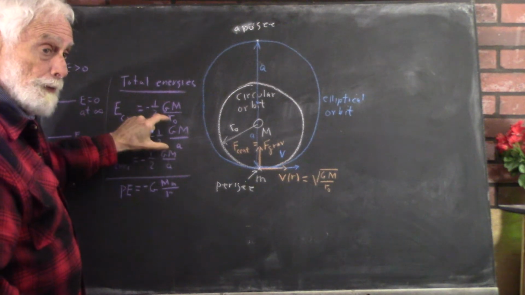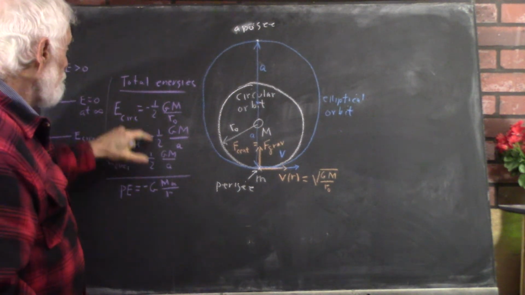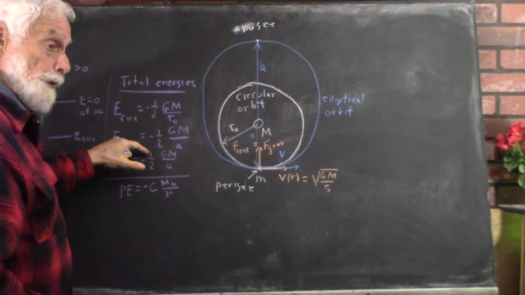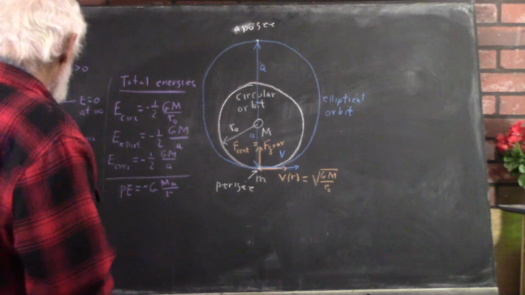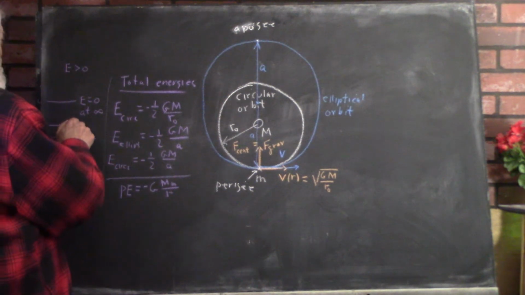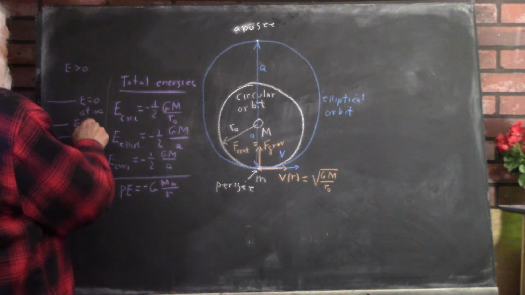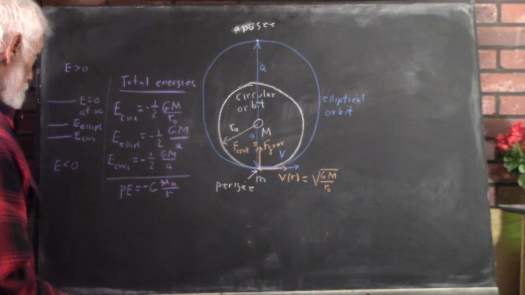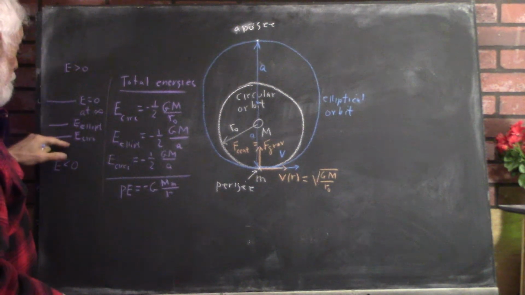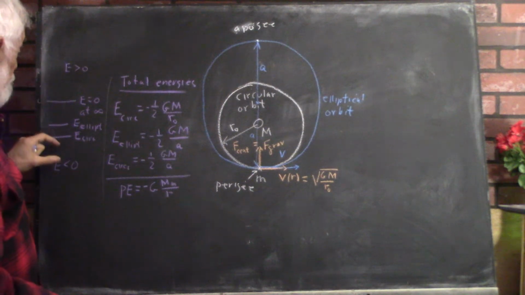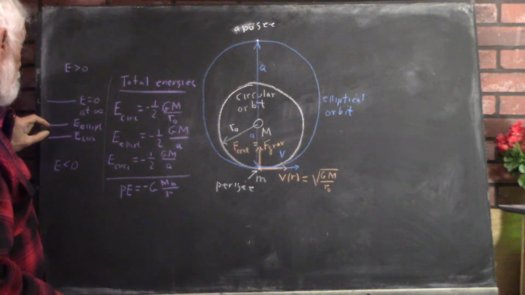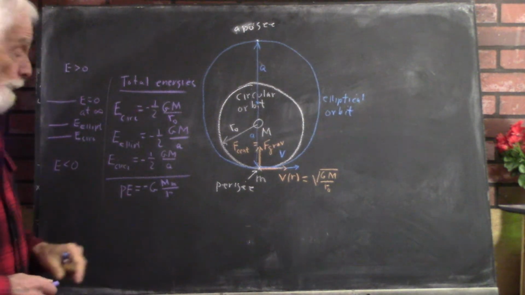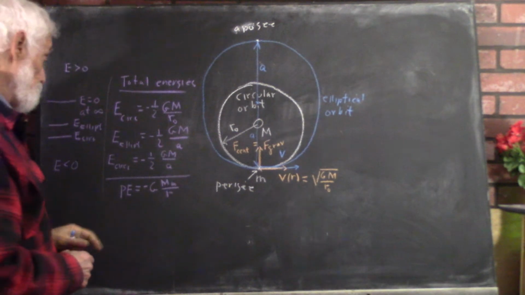Dividing by the bigger number gives you a smaller result here. Now these are negative, so in a sense this is a bigger negative than this is, meaning that this energy on the diagram, the energy of the elliptical orbit, is closer to 0 than the energy of the circular orbit. It's a negative number with a smaller magnitude than the energy of the circular orbit, and you want to sort that out and get that straight because it can be pretty confusing. Okay.